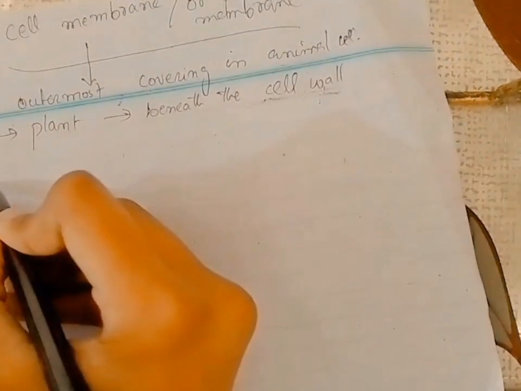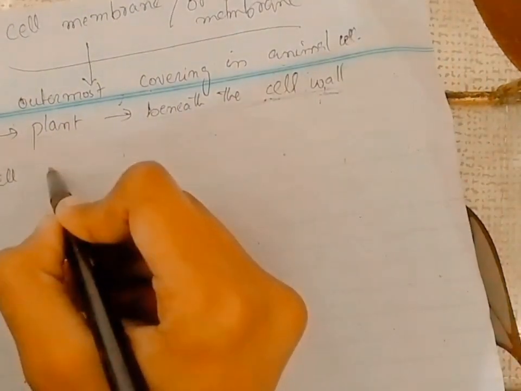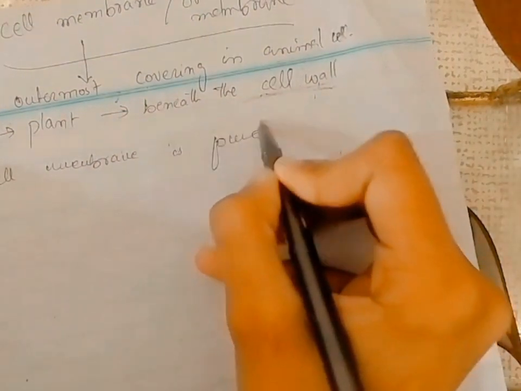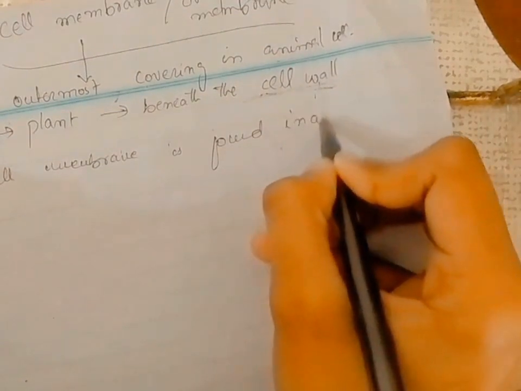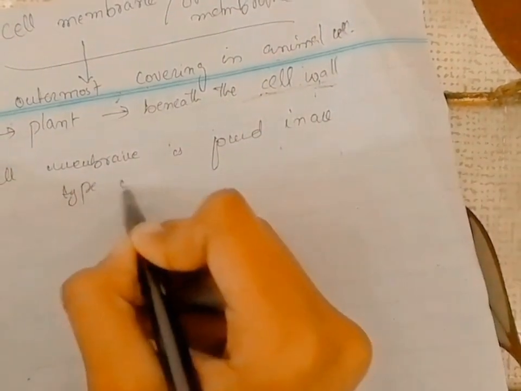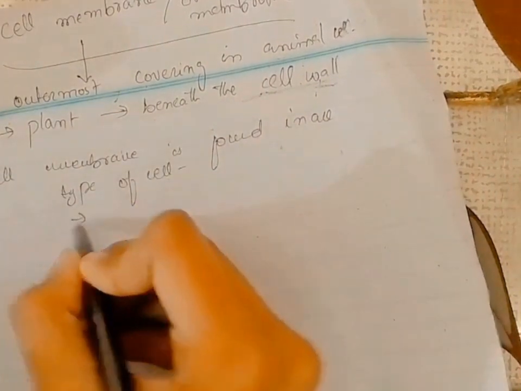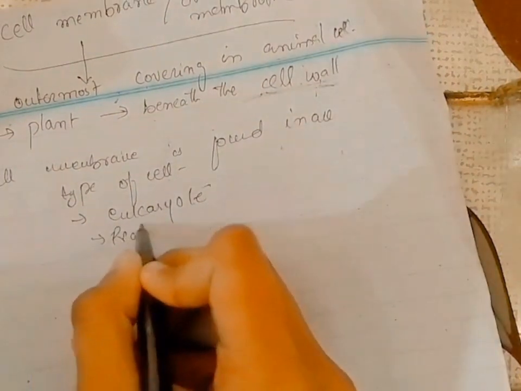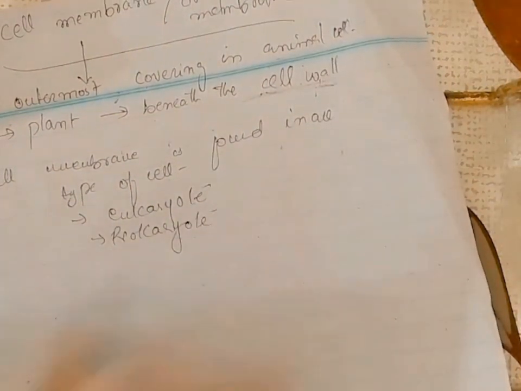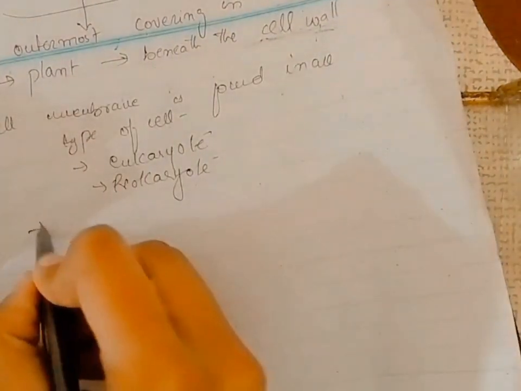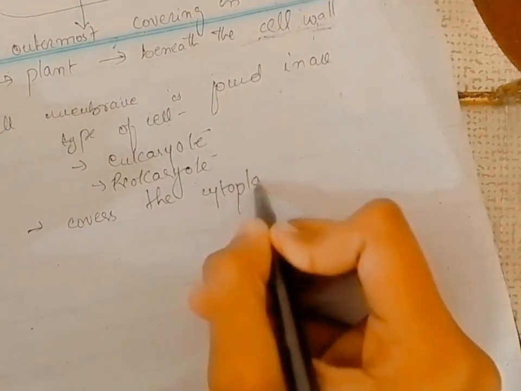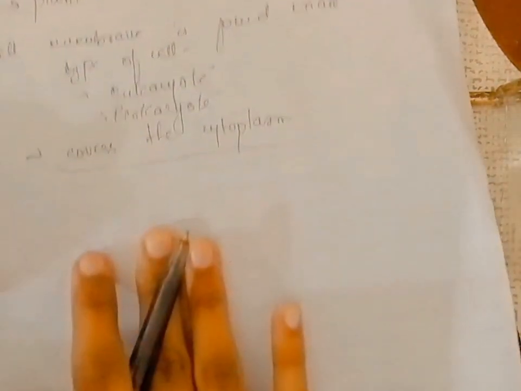Now, the cell membrane is found in all types of cells, whether eukaryotic cells or prokaryotic cells. The cell membrane basically covers the cytoplasm in all cells from the environment.